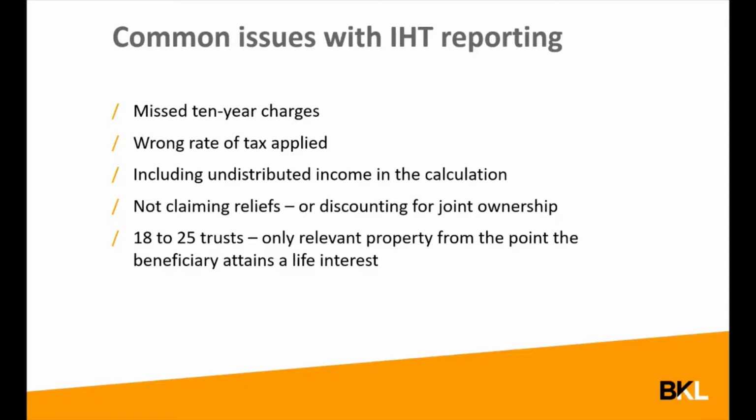The other thing we've come across is where reliefs haven't been claimed, or where there's jointly held property and they haven't applied a discount. We typically see this where half the family home is held in a discretionary will trust and the other half is held by the surviving spouse. On the 10-year anniversary a discount for joint ownership would apply, but often we see this discount being overlooked, with the result that additional inheritance tax is being paid.